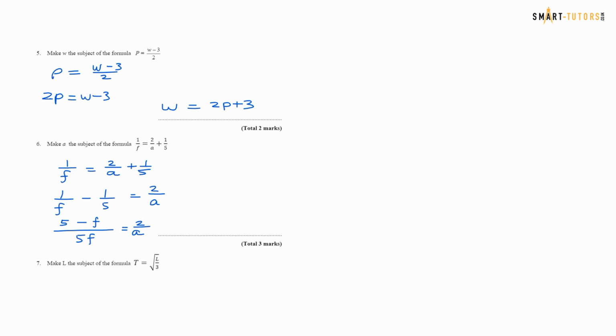So if I cross multiply now, A is going to be multiplied by 5 minus F, equal 2 is going to multiply the 5F, which is 10F. So A as a subject is going to be 10F divided by 5 minus F. That is the answer for the question number 6.